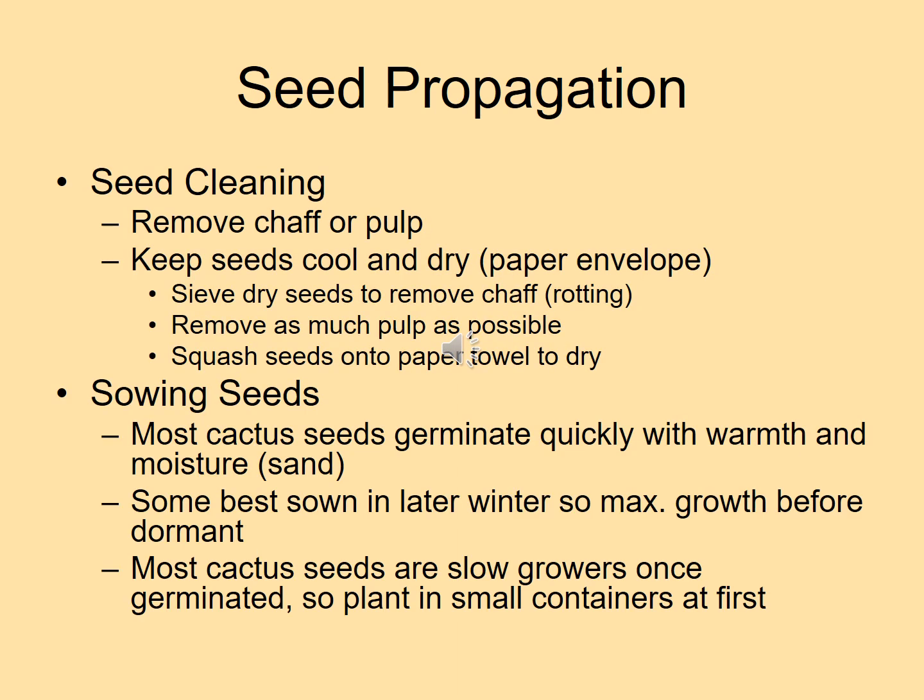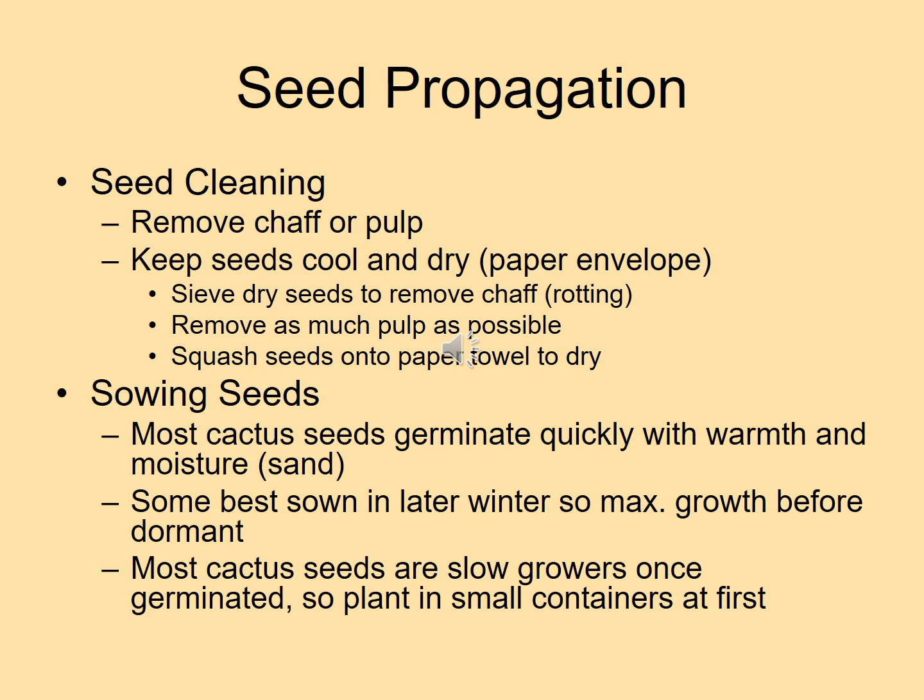Cleaning the chaff or pulp off the seeds is always important, even for cactus and succulents. This is no different here. Keep them in a cool, dry place afterwards, and then sow the seeds. For cactus, the seeds germinate very quickly when you have warmth and moisture. Just put them into sand that's moist and put some bottom heat, and they probably germinate pretty quickly. Or even no bottom heat. You can just have a warmish climate and atmosphere.